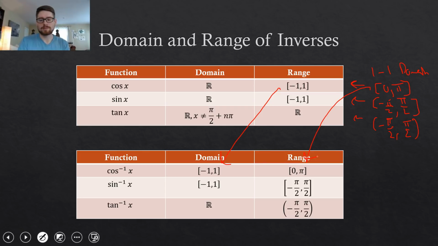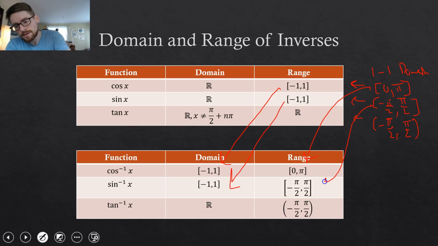So the one-to-one part. For sine inverse of x, its domain is -1 to 1. It's the possible answers you could get from sine. And its range is the one-to-one domain of sine. It's the possible angles you could plug into sine to get those numbers from -1 to 1.